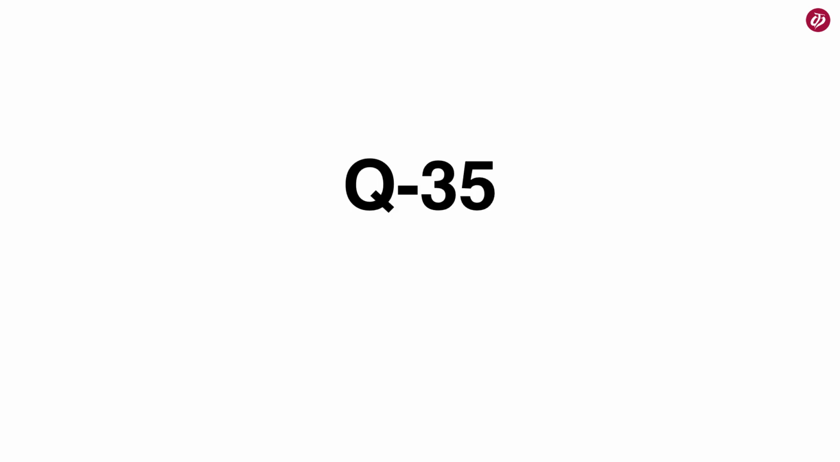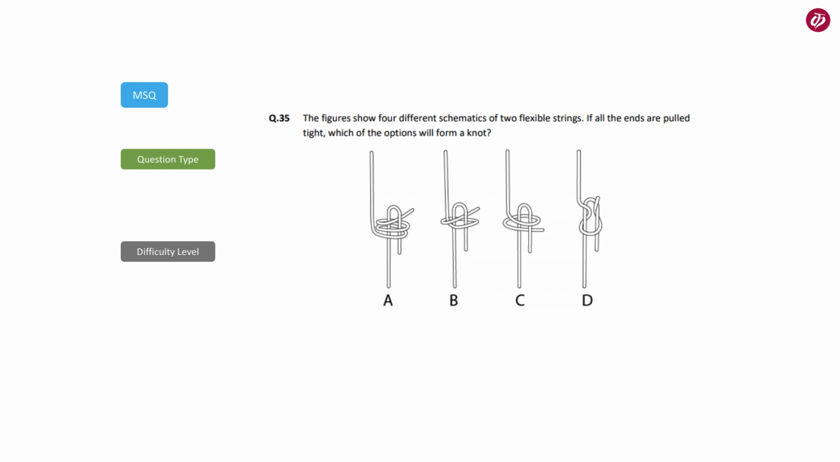Question 35. Here we are given questions based on knots. So we have four arrangements given here and we have to find whether these are going to turn out into a knot or not. So we will try one by one and see which options turn out to be a knot.